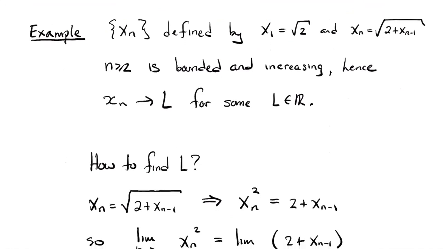Okay, so I'm going to end with an example. We said above in example 3 that this recursively defined sequence from your homework was bounded and increasing, and so it has some limit. The monotone convergence theorem says it has a limit.